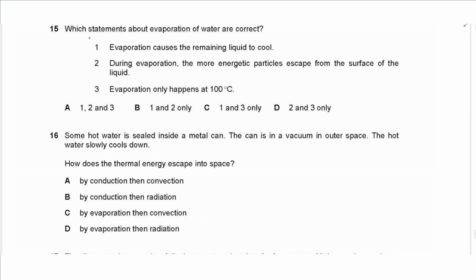Question 15 says, which statements about evaporation of water are correct? Evaporation causes the remaining liquid to cool. That is correct. During evaporation, the more energetic particles escape from the surface. That is also correct. Evaporation only happens at 100 degrees Celsius. No, that's boiling of water. So only 1 and 2 are correct. So the answer is B.